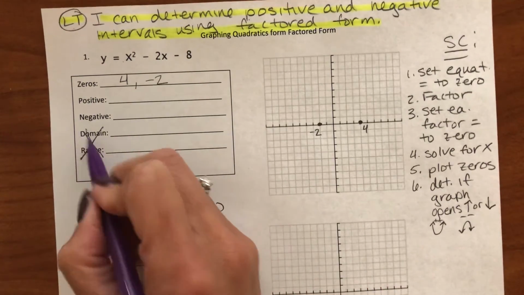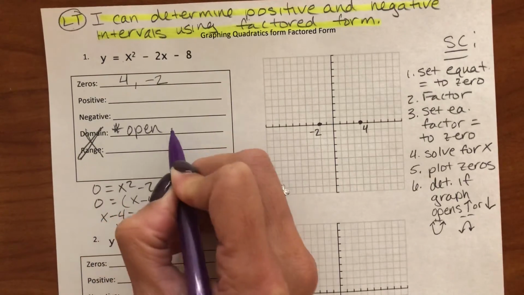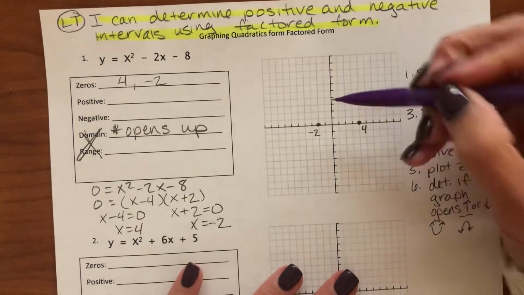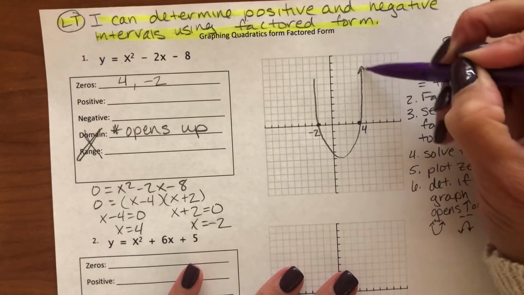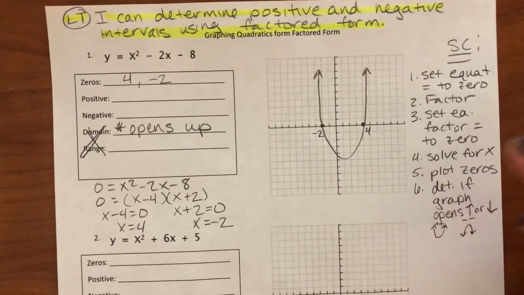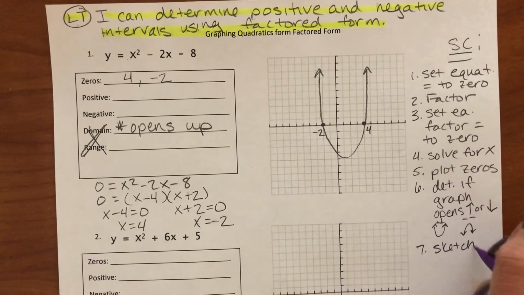And we're not going to worry about domain and range. You can cross that out. So we'll just put that here. It opens up, so I can sketch my graph. We're not worried about the vertex so much. We just want a rough sketch of the graph. So we'll sketch that out there. And now, so this is all what we just learned. Now we're going to add one more step here. So what do we do? We just sketch the graph.